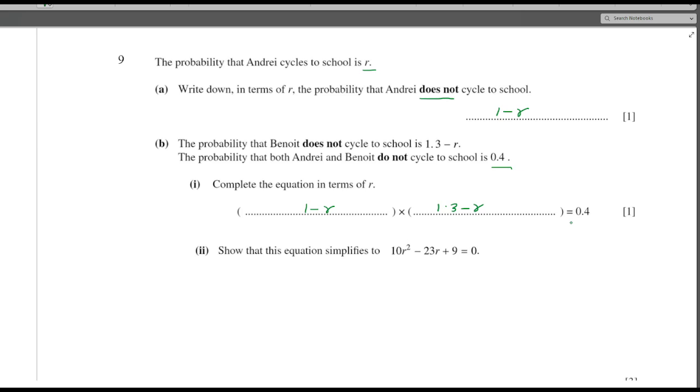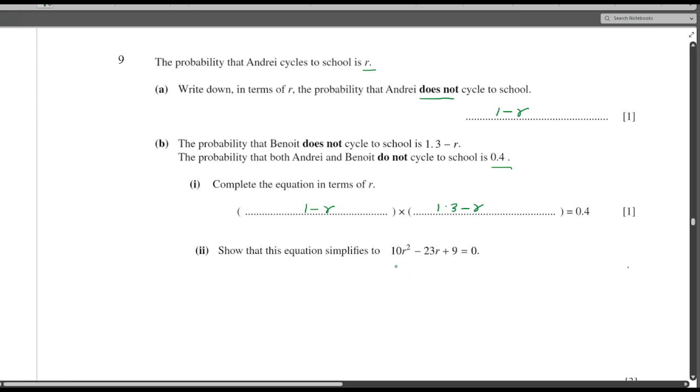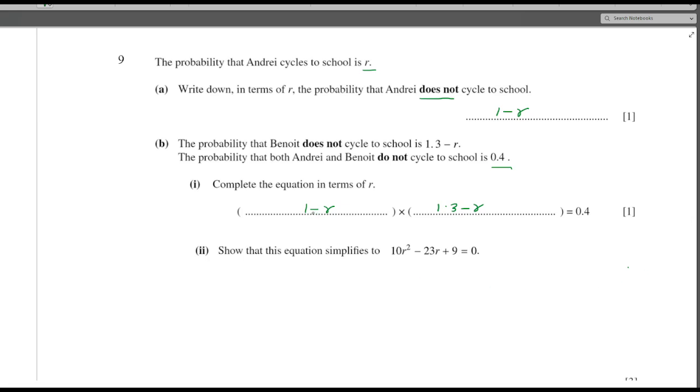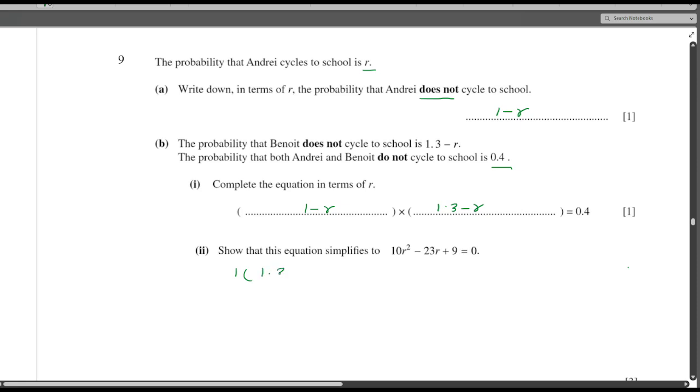Now show that this equation simplifies to 10R square minus 23R plus 9. Okay, so simply what you have to do, you have to expand this product. So you will multiply this 1 with 1.3 minus R, and then you will multiply minus R with this 1.3 minus R, and you will equate this with 0.4. So here it is 1.3 minus R minus 1.3R minus R square is equal to 0.4.